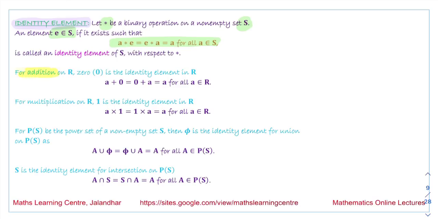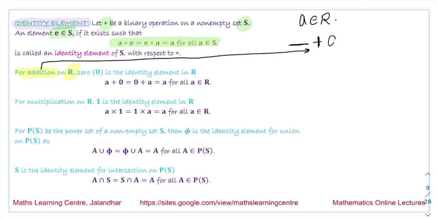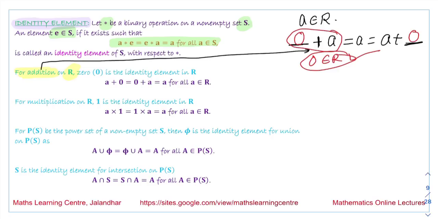If we are talking about the operation addition and the set R, we consider a number A belongs to R. We want to find a number such that, with the operation addition, some number plus A should be equal to A, and this should be equal to A plus that number. So in this case the identity element is 0, and this 0 belongs to R. There is a real number 0 for which 0 plus A is equal to A is equal to A plus 0. So this kind of number is called the identity element.